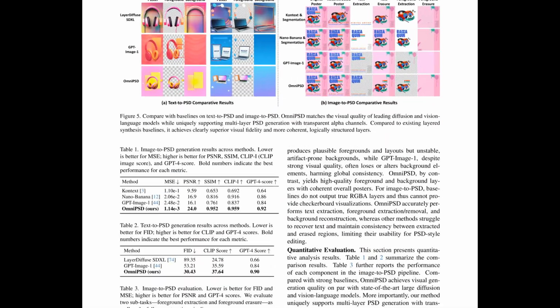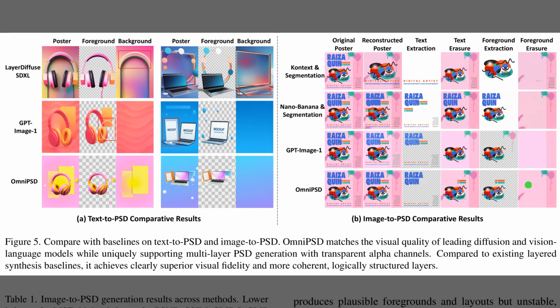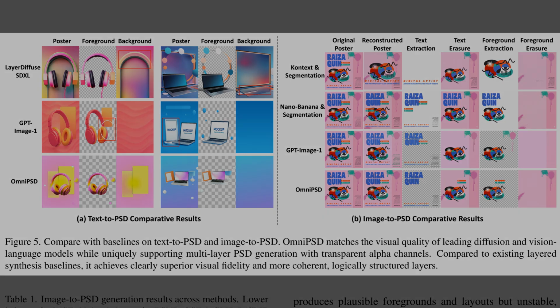Figure 5 shows that this system not only keeps up with strong image generators, it also delivers much cleaner, editable layers. The left block compares text to PSD results, where the foreground tiles stay nicely isolated and the backgrounds remain smooth, so transparency looks natural. On the right, image-to-PSD reconstruction preserves the original poster while separating text and graphics into crisp layers, which competing methods often blur or leave partially erased.